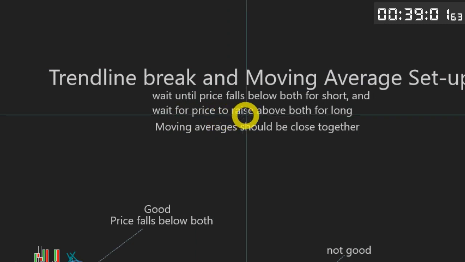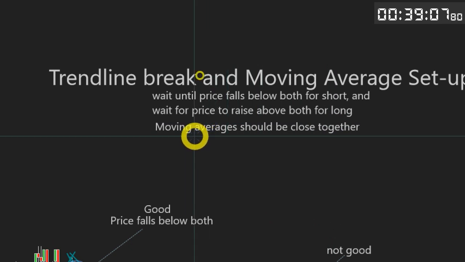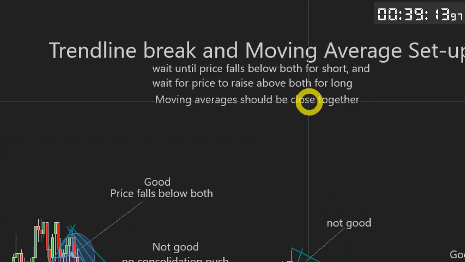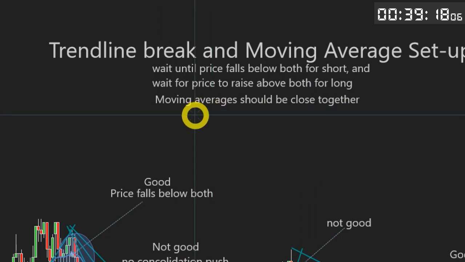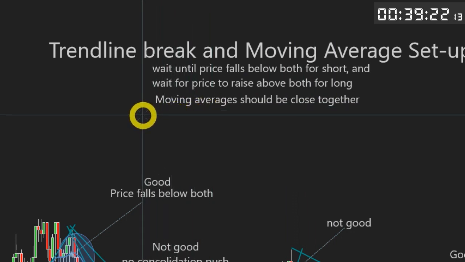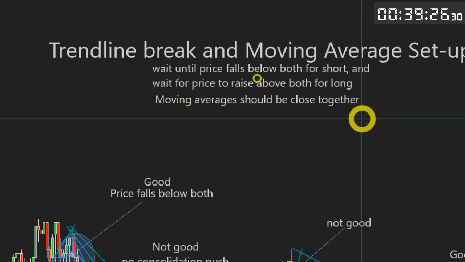And wait for price to rise above both for a long. So it's got to break a trend line to the long side and be breaking both moving averages to the long side. All right, moving averages for the best should be close together, but not always. And we should be breaking both moving averages if they're close together. If we're breaking one moving average, there are certain special, more advanced rules for that, which I'll cover, but this is the basic gist of it.